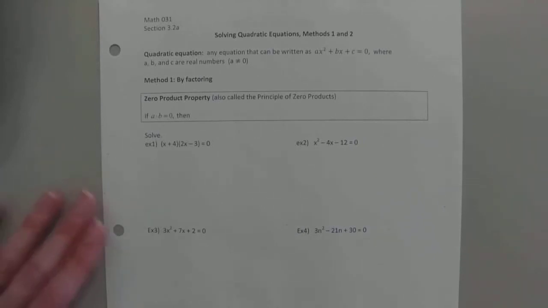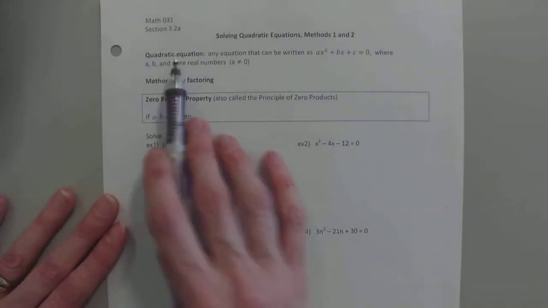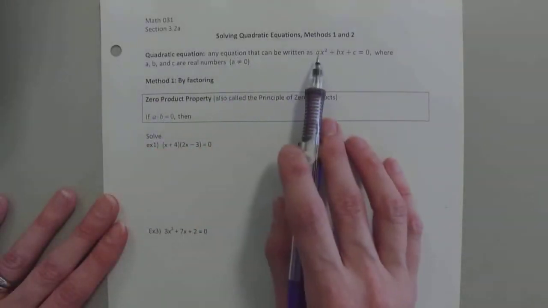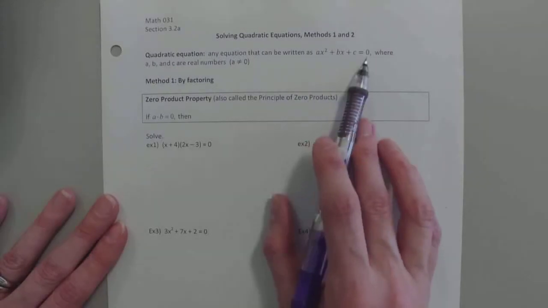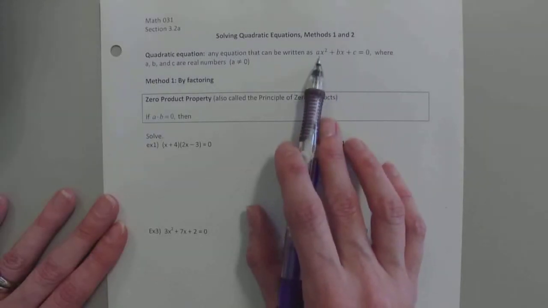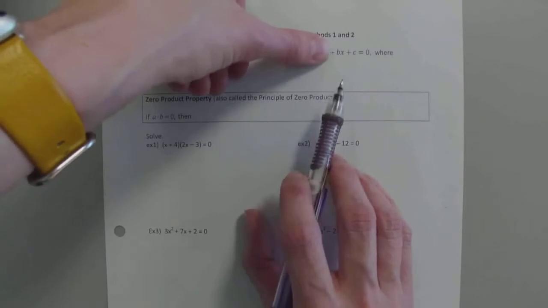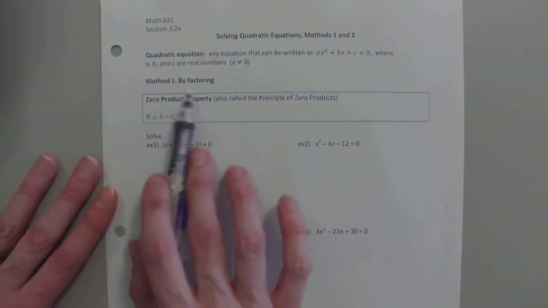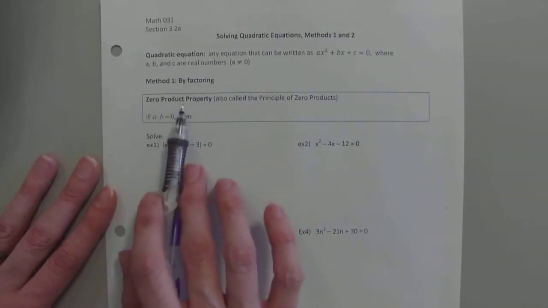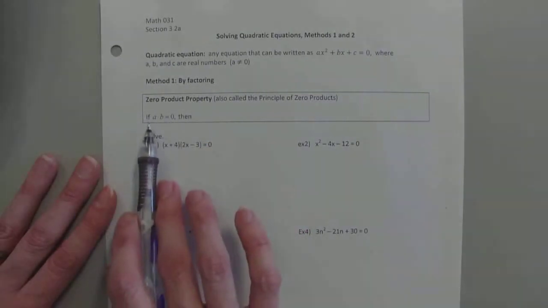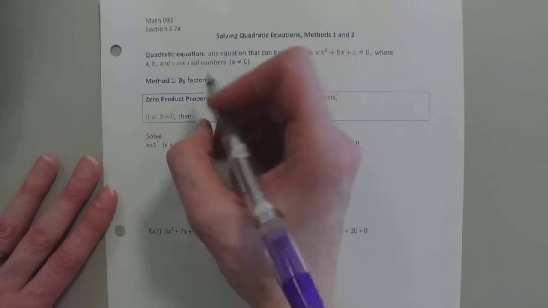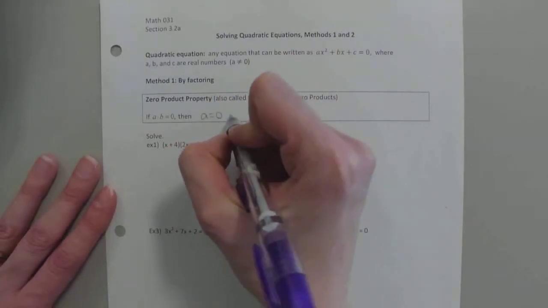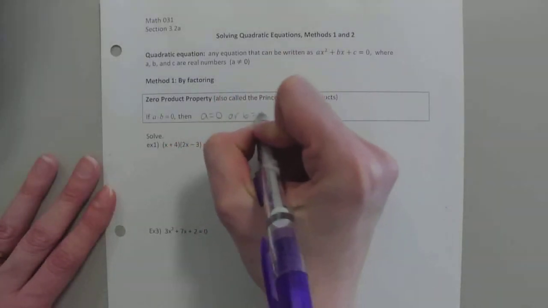So real quickly, before we jump in, it just says the quadratic equation is any equation that can be written as ax squared plus bx plus c equals 0, where a is not 0, because if a was 0, that would just be a line, mx plus b there, right? We need that x squared. So one method we can do is factoring. If you remember, it's called the zero product property. If a times b equals 0, then that means a equals 0 or b equals 0.